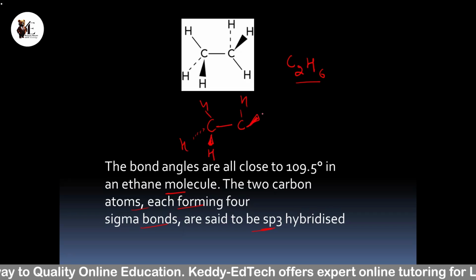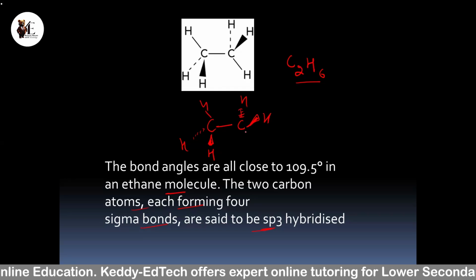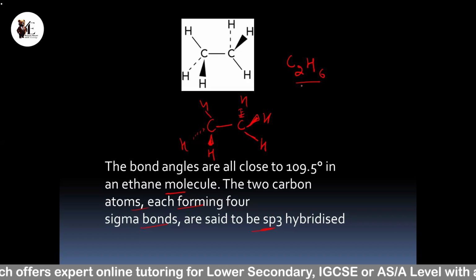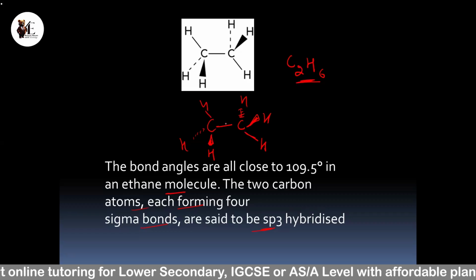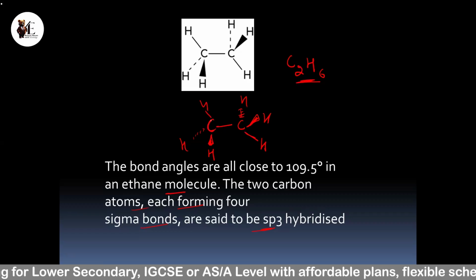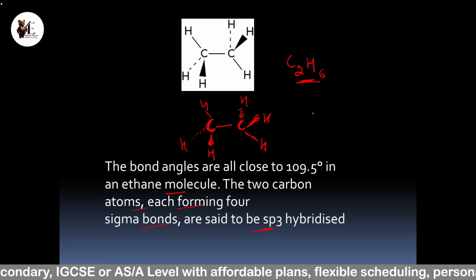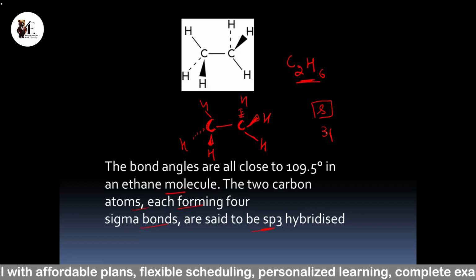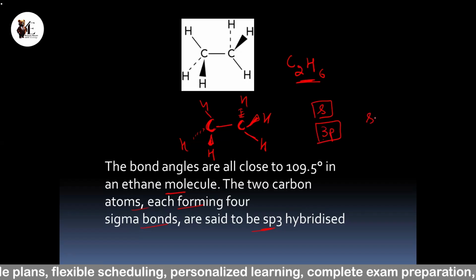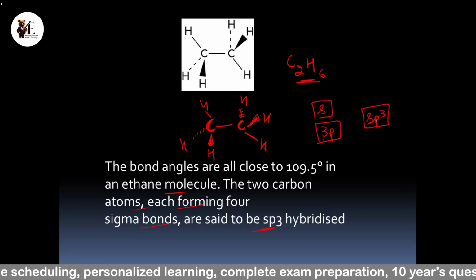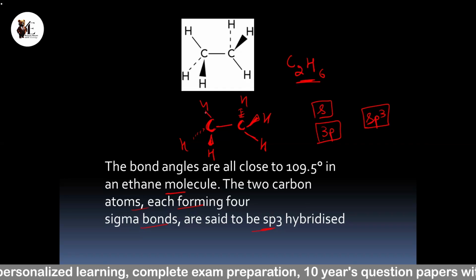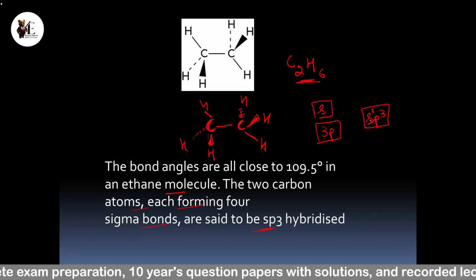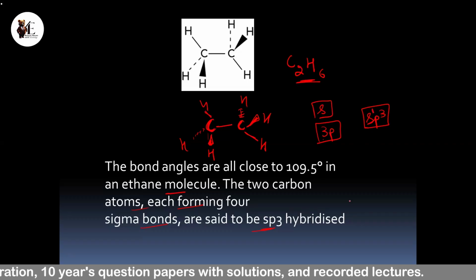Similarly, here one should be above the plane, and one should be below the plane, and one should be in the plane. This is the three-dimensional structure of ethane. Now, if you see the hybridization, both the carbon atoms are sp3 hybridized. That means one s orbital is involved in making this bond and 3 p orbitals are involved in making this bond. So it is sp3 hybridized. Whenever you have 4 bonds, it is always sp3 hybridized: 3 from p and 1 from s, so it becomes a total of 4 bonds.